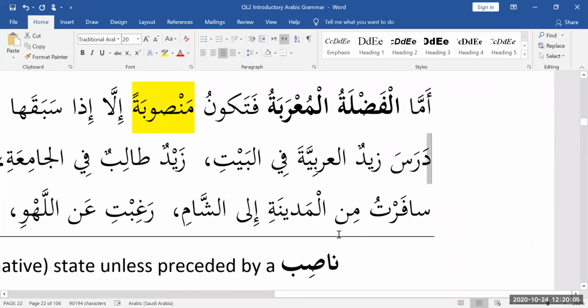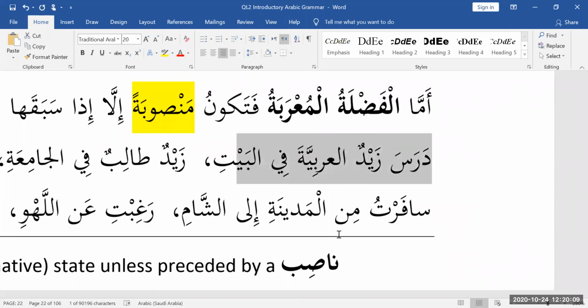Darasa Zaydun al-Arabiyyata fil bayt. Zayd studied the Arabic, in other words, the Arabic language. Darasa Zaydun al-Arabiyyata fil bayt. Okay, so let's break this down. Darasa, first pillar. Zaydun, second pillar.